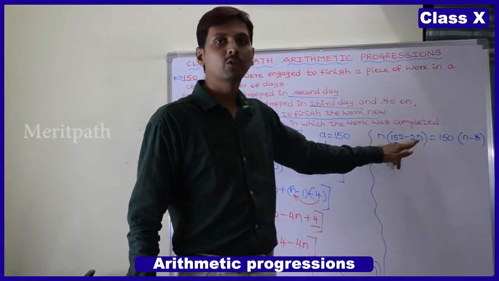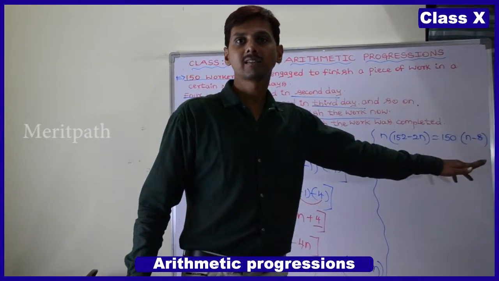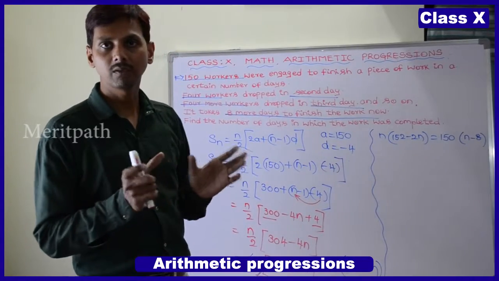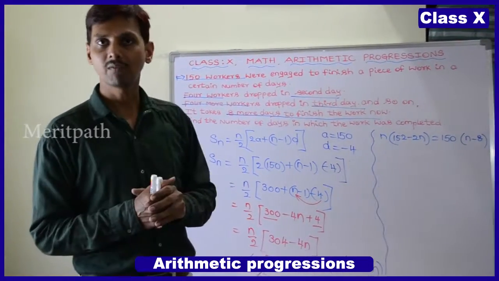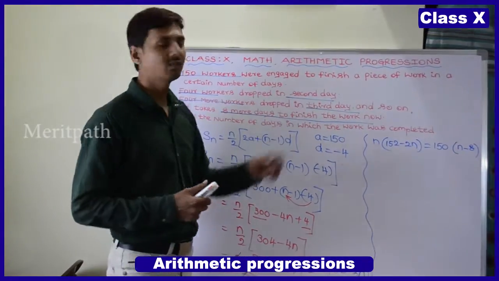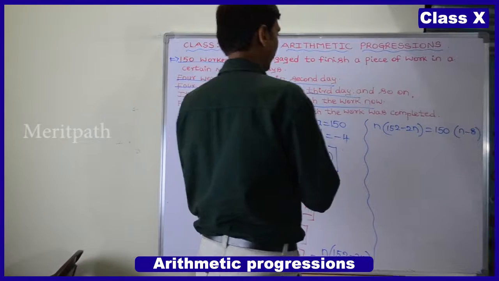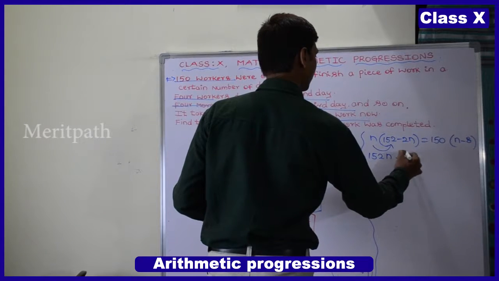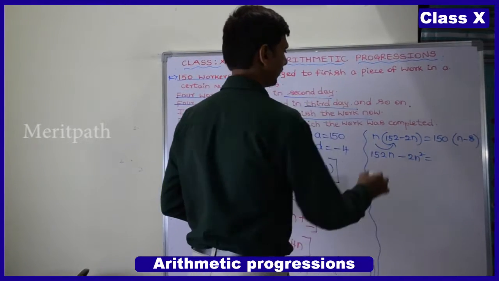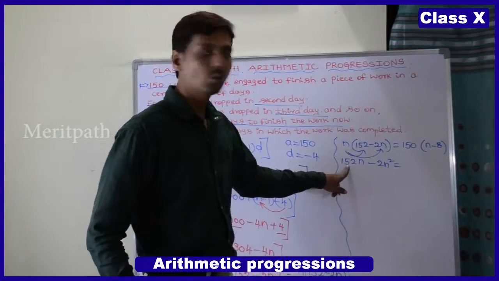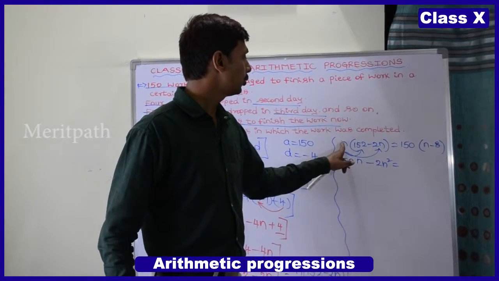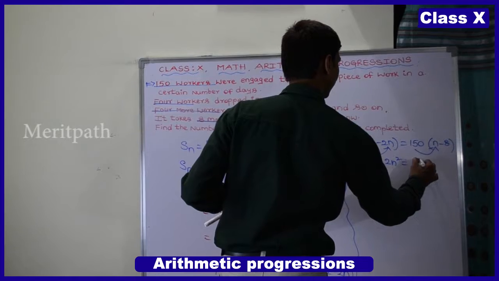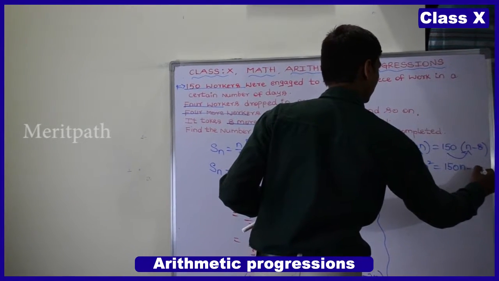So n into 152 minus 2n is equal to 150 into n minus 8. We simplify both sides of this equation, then we will get the value of n, and after that we can get the number of days to complete that particular work. So let us multiply with n. 152 into n is 152n, minus 2n square. On the other side, 150 into n is 150n, minus 150 into 8.